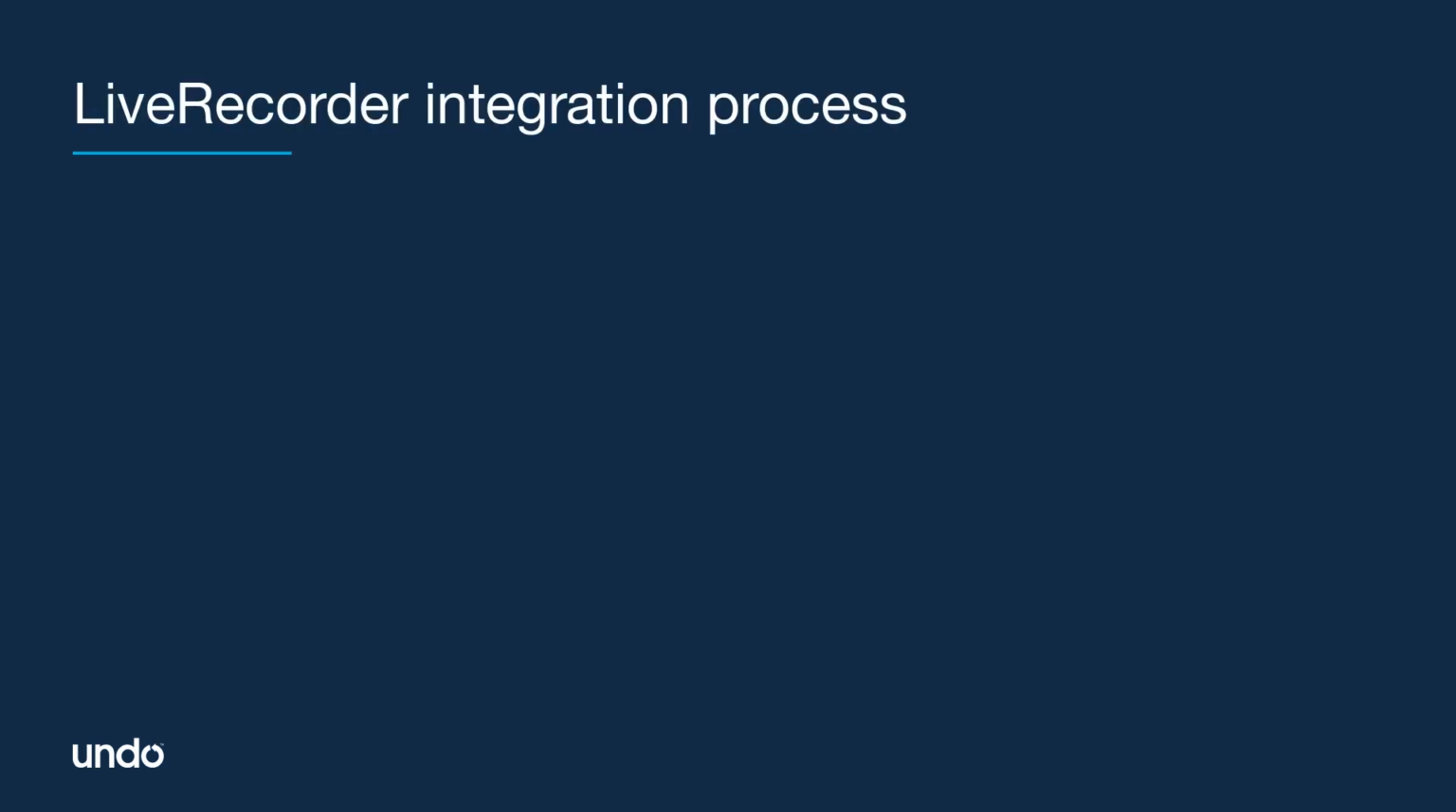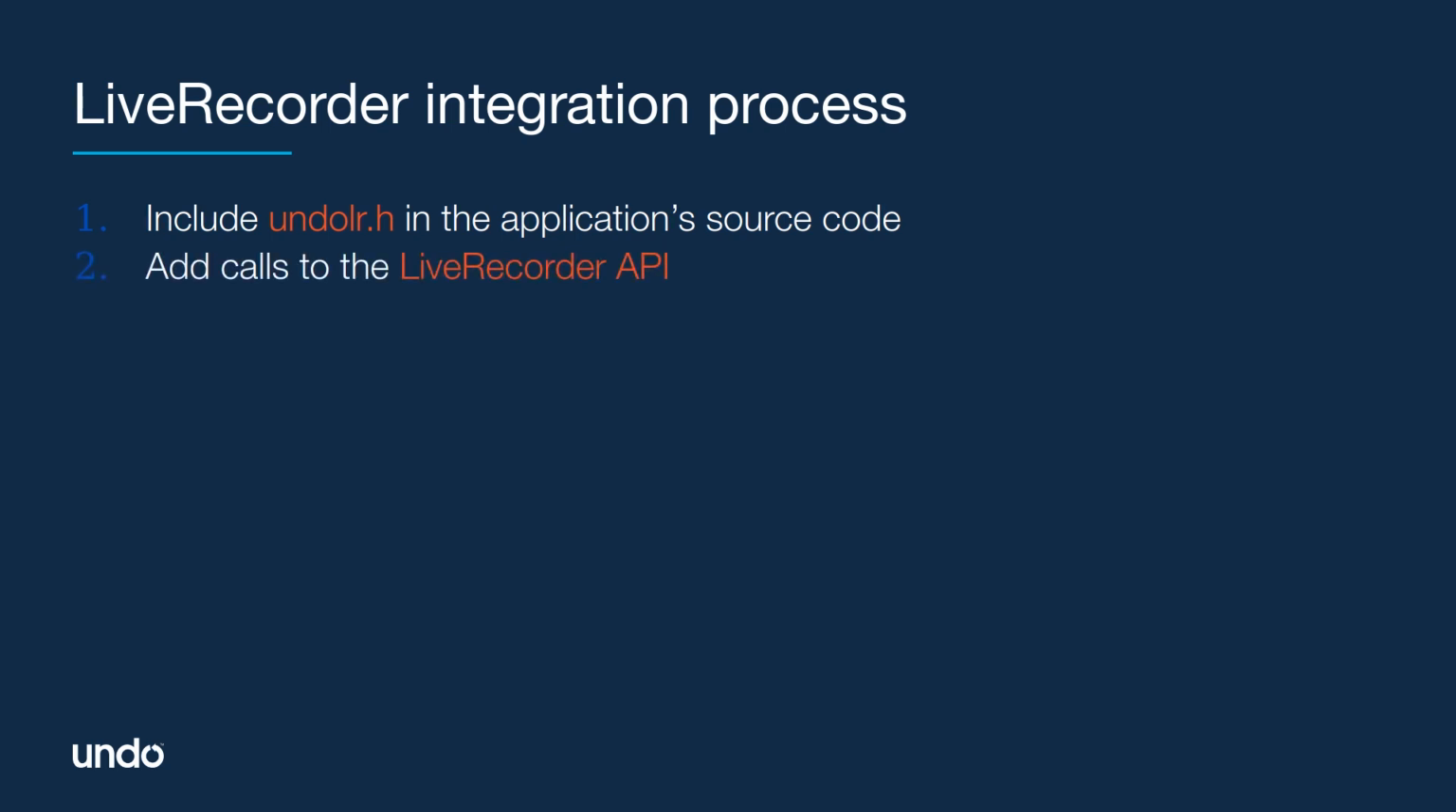There are three main steps to follow. Firstly, we need to include the UndoLR header file into our application's source code. Secondly, we have to add calls to the LiveRecorder API in order to start, stop, or save the recording as needed. Finally, when building the application, we need to link with the LiveRecorder library.